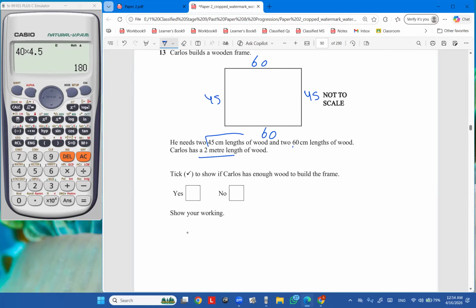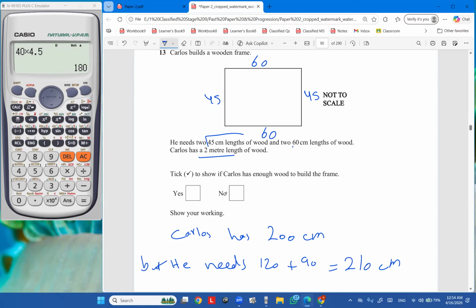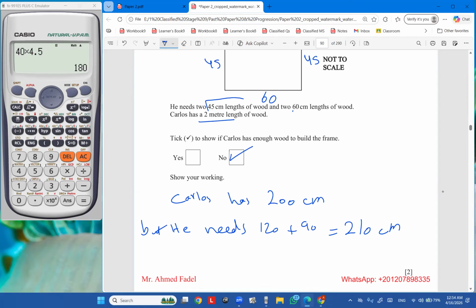200 centimeters. So you're going to say here that Carlos has 200 centimeters, but he needs 60 and 60 and 45 and 45, or 60 times 2 plus 45 times 2. You're going to find here 120 plus 90, which is 210 centimeters. So no, he doesn't have enough wood to build the frame.